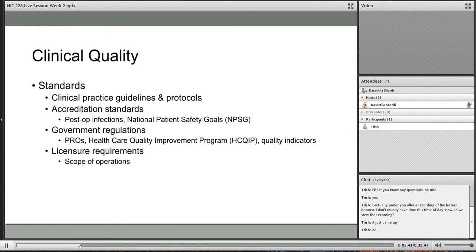And the fourth one is licensure requirements. As you know, a facility needs to be licensed in order to operate. And in that license, there is a scope of operation. For example, if a hospital is not approved, is not licensed to offer trauma services, then they cannot provide trauma services. Okay, and that's part of the standards, because if they do and they're not really licensed and they mess something up, then there's liability involved. And they actually might do harm to the patient.